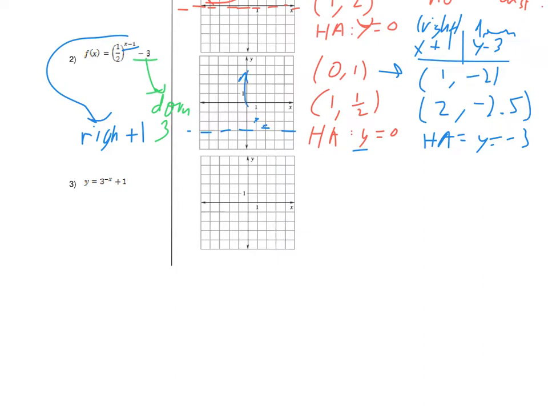So this one will create an exponential decay. As you can see, the points are decreasing. Also, we know that because of the 1/2 in the base. When that's less than 1, it's going to be decay.